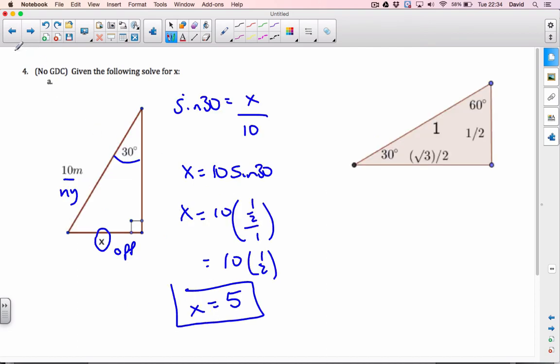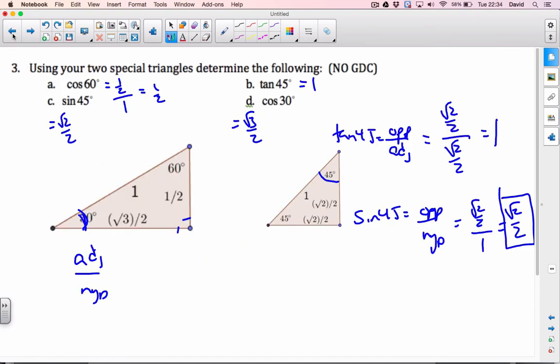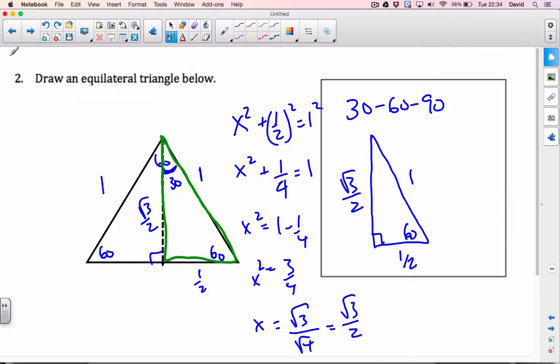So the key to this problem, or to special triangles, is just knowing these and using sines and cosines and tangents to find values for them. And they come from an equilateral triangle and a square.